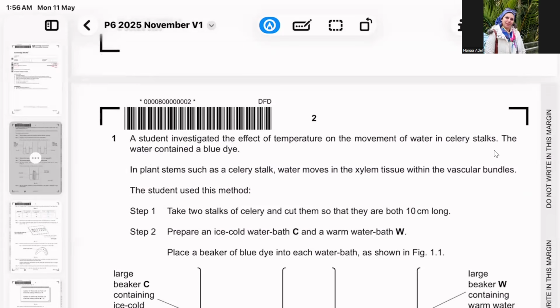Today we will solve together November 2025, Variant 1, Paper 6. A student investigated the effect of temperature on the movement of water in celery stalks. The water contained blue dye. So we know that when we see the words "effect of", what follows is the independent variable, or changed variable. In plant stems such as celery stalks, water moves in xylem tissue within the vascular bundle.